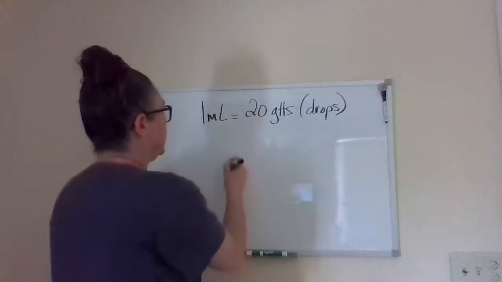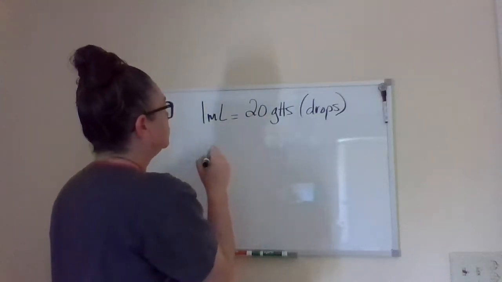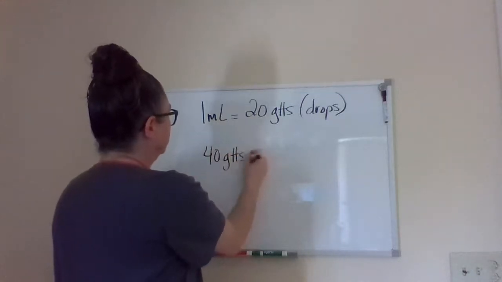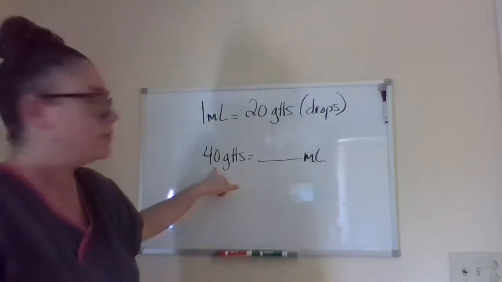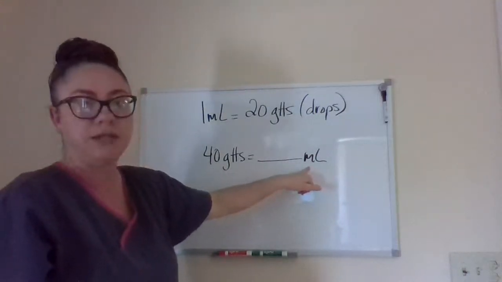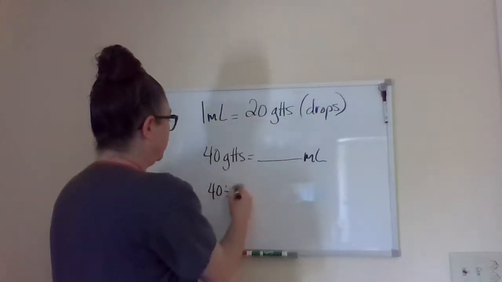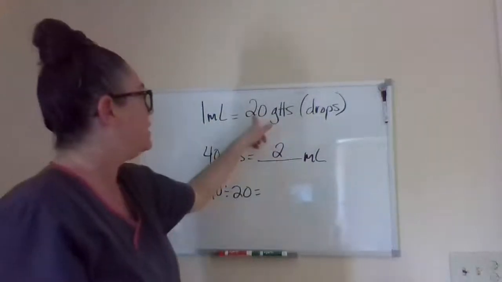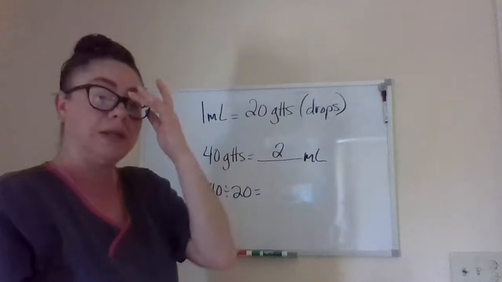So the first thing is, if I have 40 drops, how many milliliters is that? To do that, you're going to take 40 divided by 20, and we should get 2 milliliters. That's easy, 20, 20, 40. So that's the 2 milliliters.